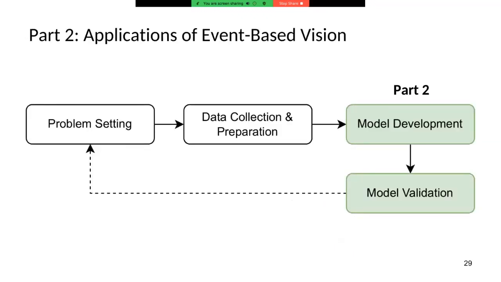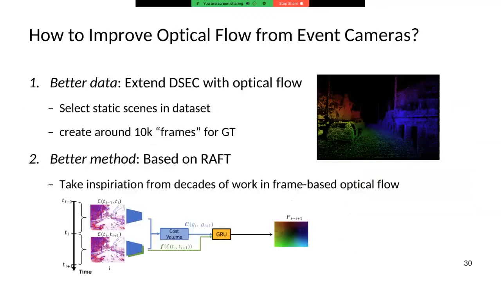But first, we go to part 2, so applications of event-based vision. And now I'm basically looking at the problem of optical flow. What do we need to improve optical flow estimation with event cameras? My hypothesis was that we need better data, as I suggested earlier already. And we also need better methods. And in the next step, I'm basically addressing both problems.